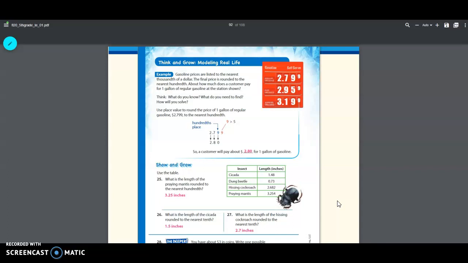How much does a customer pay for 1 gallon of regular gasoline at the station shown? Think. How do you know? What do you need to find? How will you solve this?